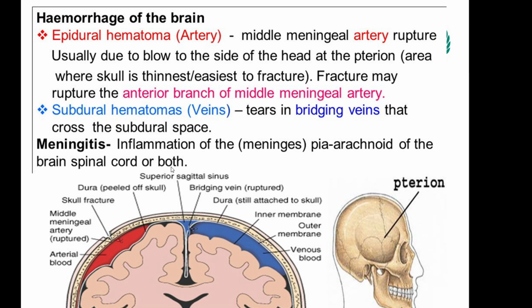And subdural hematomas. Usually veins are guilty in such kinds of hematomas, tears in bridging veins that cross the subdural space. The term meningitis means the inflammation of the meninges, pia and arachnoid of the brain or spinal cord or both.